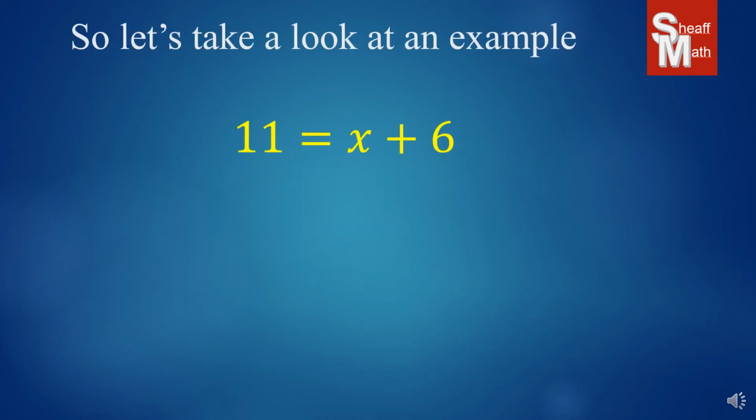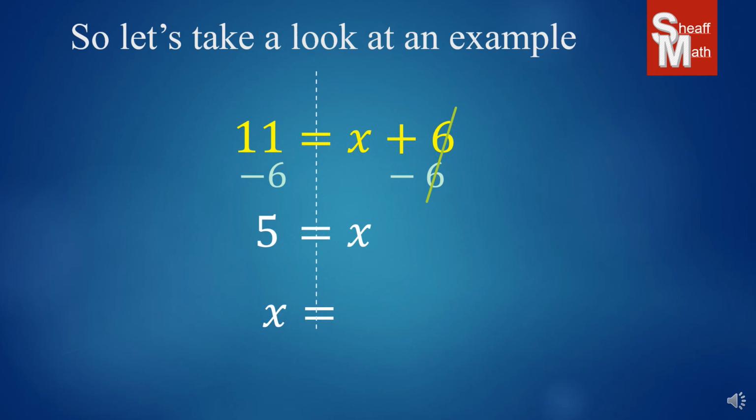Now, sometimes the variable is on the right-hand side, and you do the same thing. You want to get that x by itself, so we're going to undo that plus 6 by subtracting 6 on both sides. By doing that, we are left with an x on the right, and 11 minus 6 is 5. But when you put your final answer down, you always want to make sure you have x equals your answer. And so that's 5. And 5 plus 6 equals 11.